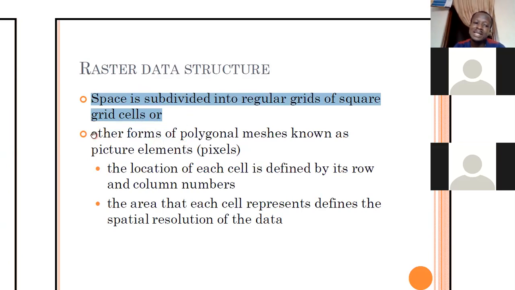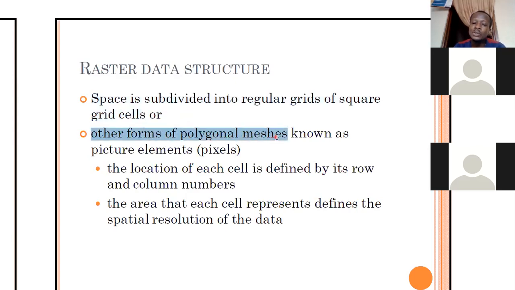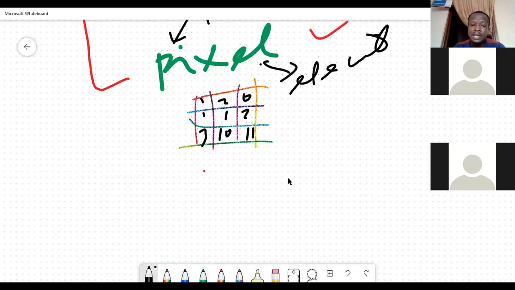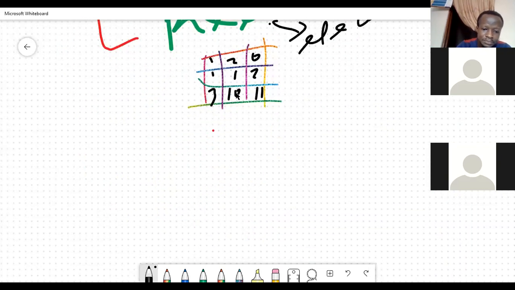We shouldn't limit ourselves to that, because you could have other forms of polygonal meshes. You can imagine that if you subdivide space into regular grids, you are going to have something like a mesh, like what I showed you on the other side. You could have grids really.